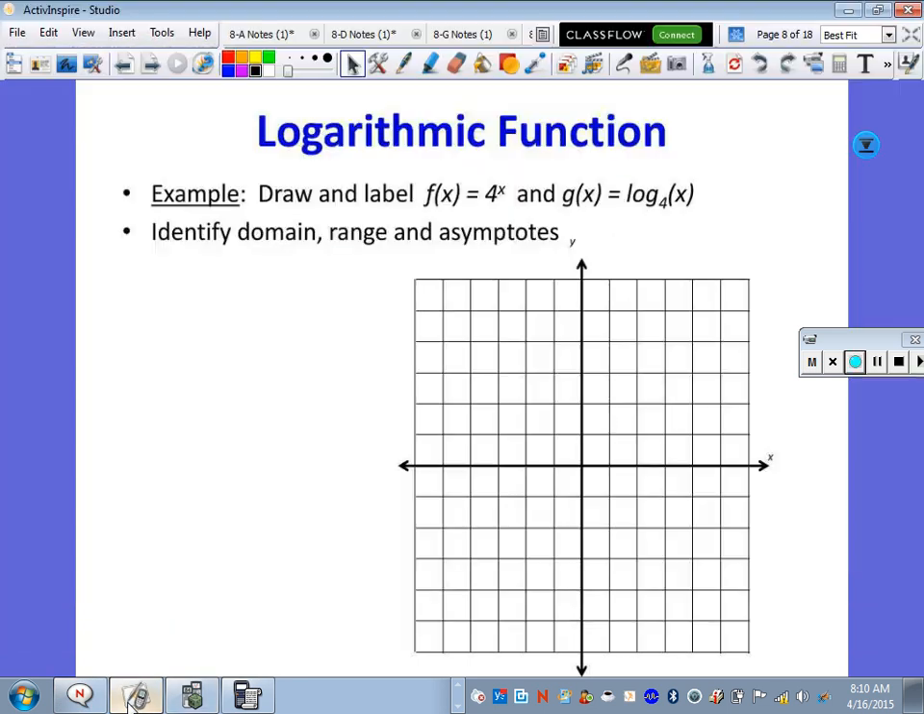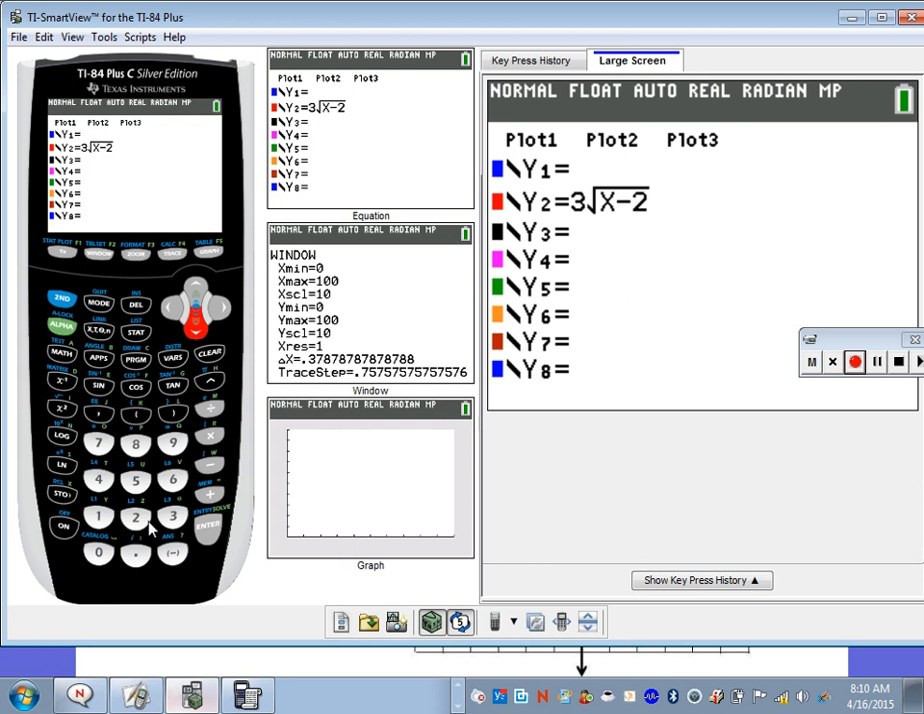Let me go back because I just forgot to write it down. So we're doing log of x over log of 4. Because notice it's log base 4 of x. And again, we're doing that because your calculator cannot do anything but base 10.